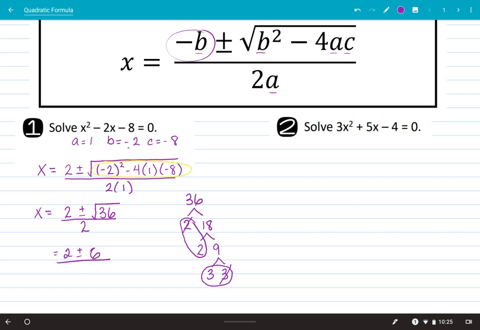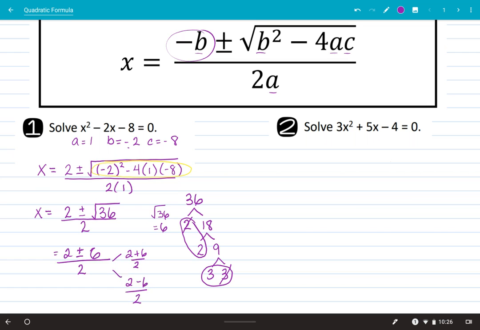6 over 2. Or you could go into the calculator and put square root 36, and it's just going to give you the answer 6. That's only if it works out perfectly, you guys, okay? Only if it works out perfectly. Now we have our plus and minus here. So what that means is I'm going to go 2 plus 6 over 2 and 2 minus 6 over 2.